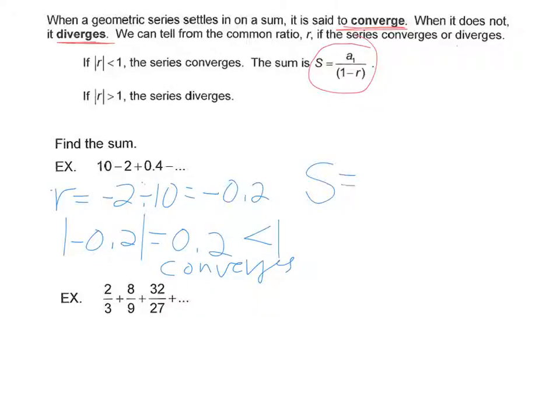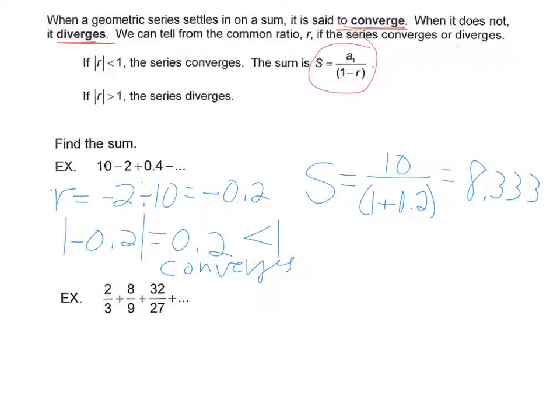The sum is the first term divided by 1 minus the common ratio. So it's 1 minus negative 0.2, which would be 1 plus 0.2, and it's 8.333.